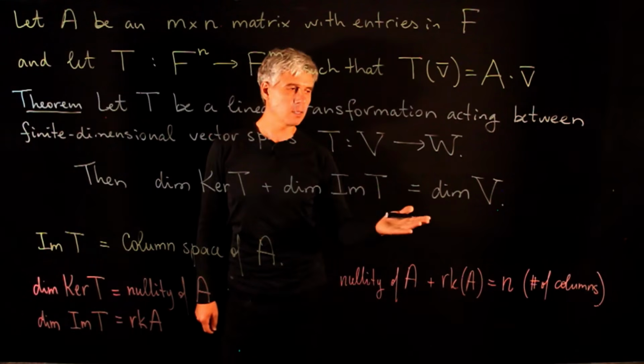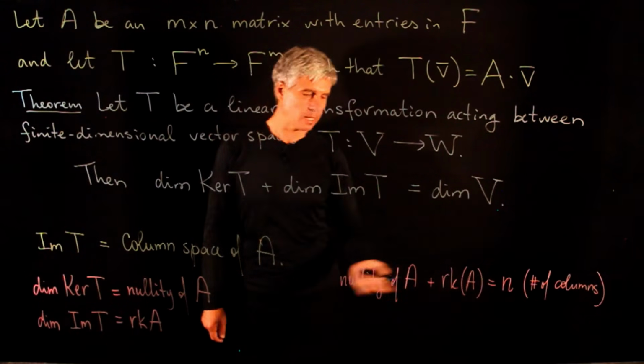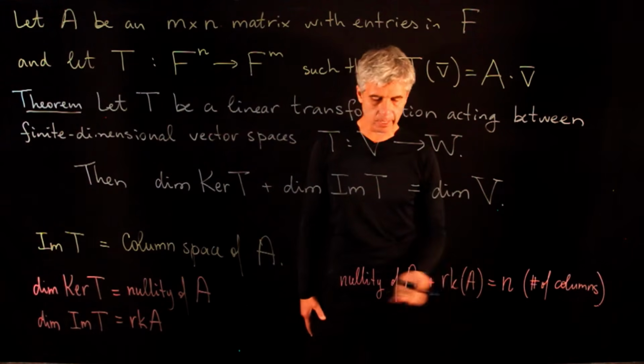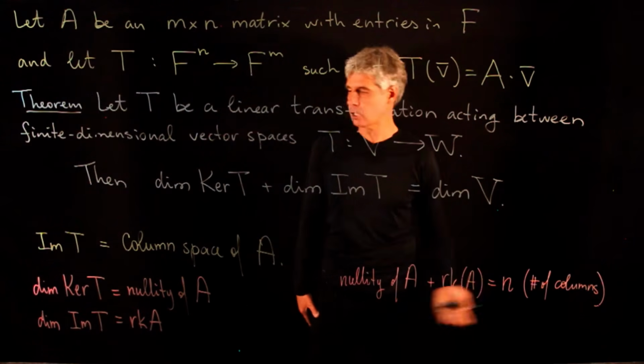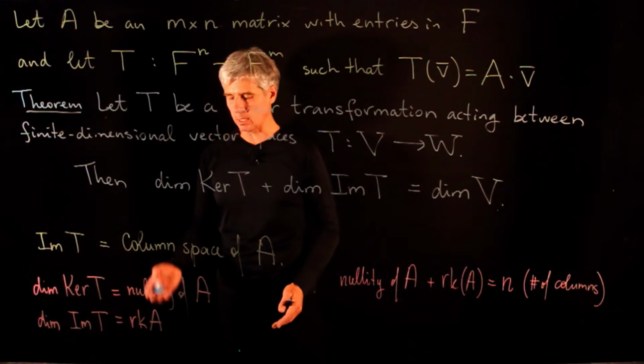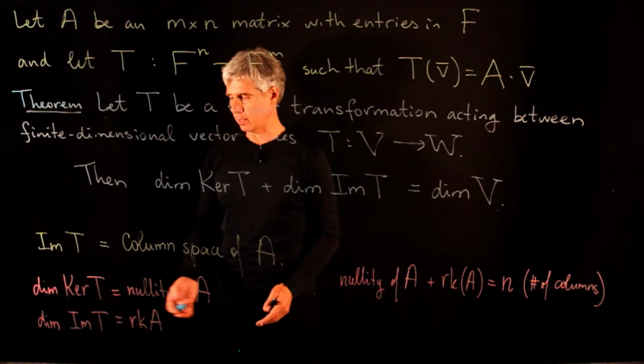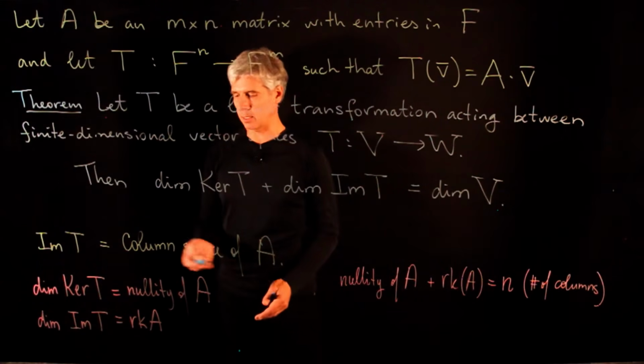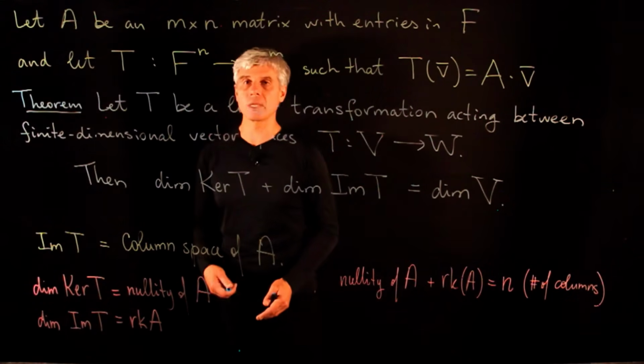In case when T acts from V into W, this is the dimension of V. And we obtain this result as a consequence of this rank nullity relation and this interpretation of kernel of T and image of T as the null space and the column space of a matrix.